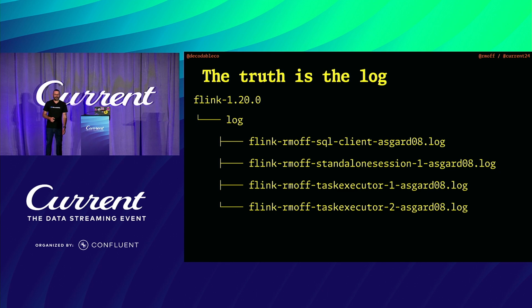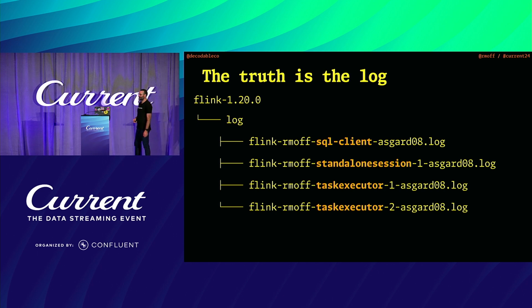We find those in the log folder. So the Flink distribution, I'm using Flink 1.20 there. Underneath that, you've got a log folder. Underneath that, you've got a bunch of log files. The log files have got names, and the names aren't entirely sensible to my reading. The SQL client one, yes, that's sensible. That makes a bunch of sense. That's the log file for the SQL client.